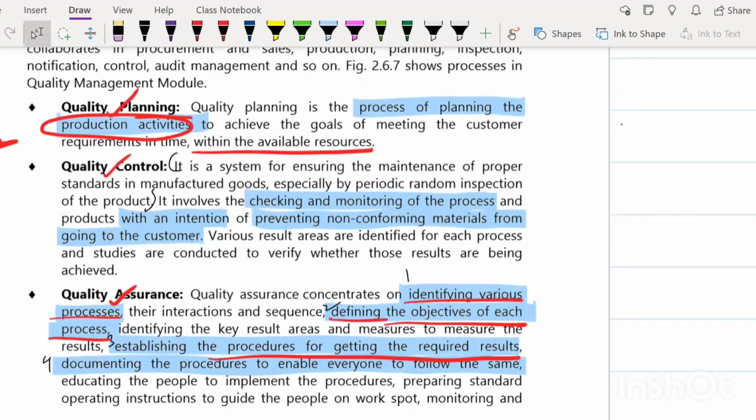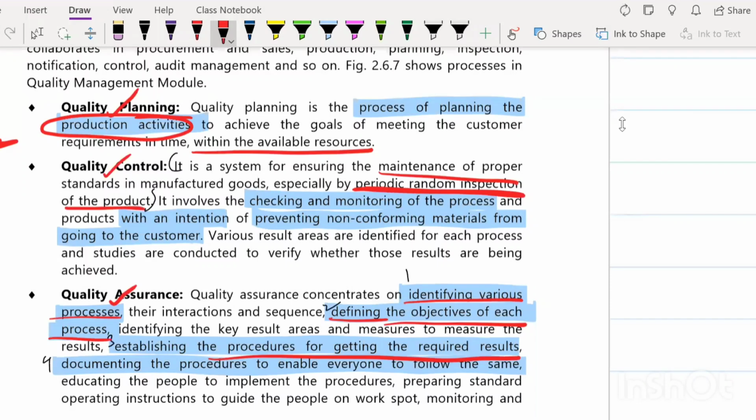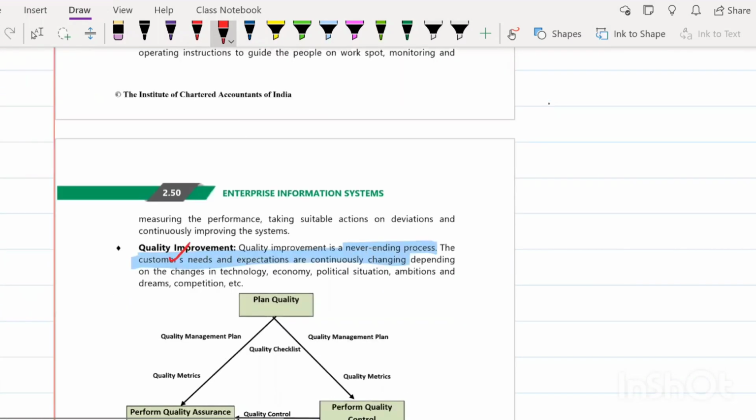Then you also do quality control, where you check if the maintenance is proper, and whether the manufactured goods that have come out are as per the standards set by the firm. Here you can randomly do inspections whenever you feel like. What will happen if you do random checking? You will prevent non-conforming materials from going to the customer. That means if there is an iPhone which is unfit to go to a customer, in case you do random inspection, it might get caught and not be passed on to the customer, so that your reputation also doesn't get damaged. And finally is quality improvement.